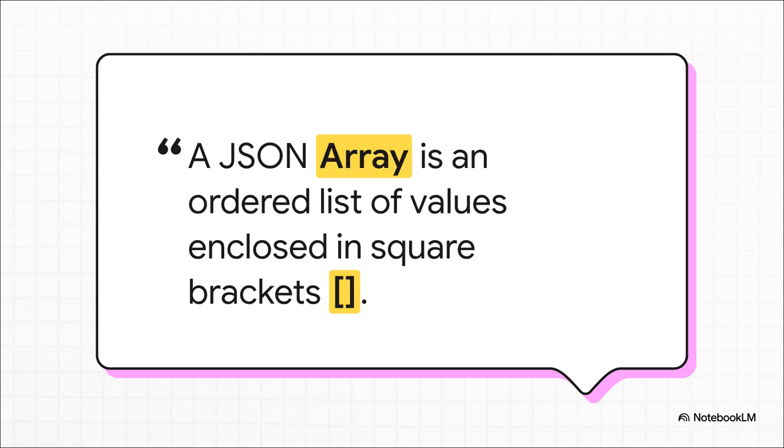And concept number two is the JSON array. The visual cue here, square brackets. It's really simple. If an object is for describing one thing, an array is for a list of things, just an ordered collection. So think about a list of hobbies like we have here, or maybe a list of comments on a post. That's a perfect use case for an array.